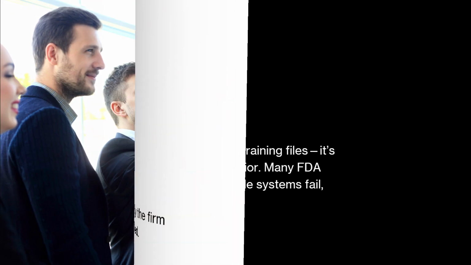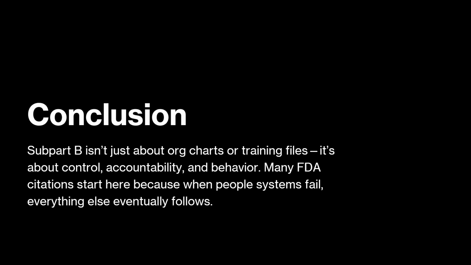As you've seen, Subpart B isn't just about org charts or training files. It's about control, accountability, and behavior. Many FDA citations start here because when people systems fail, everything else eventually follows.